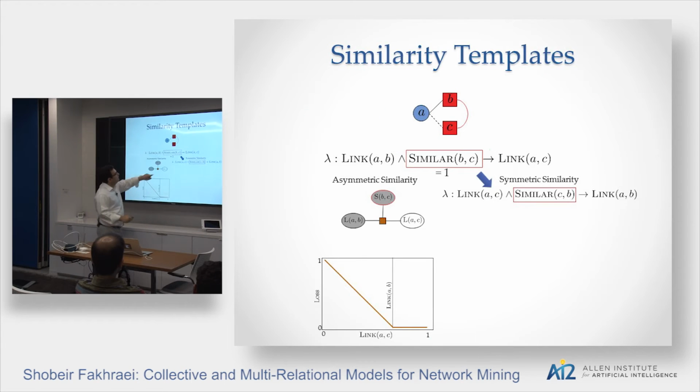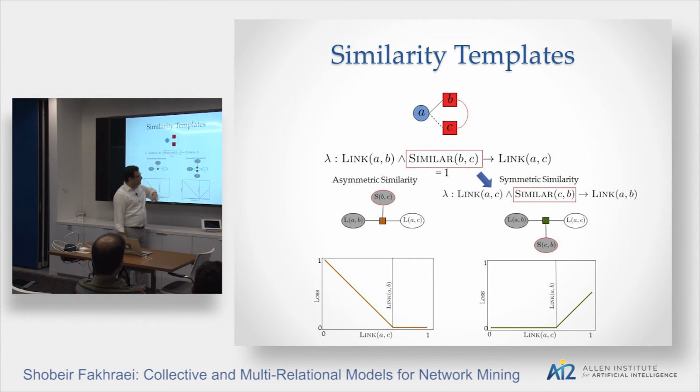But if this is symmetric, if we also have similarity CB here, so this is a template, remember, it will ground the other side of it as well. So you will have a loss on this side as well. So we'll say if link AC is smaller than link AB, then we're fine. If it's higher, then we'll see a loss.